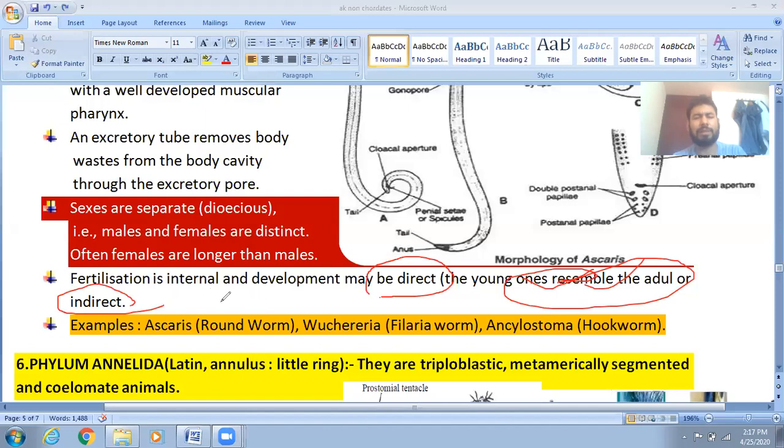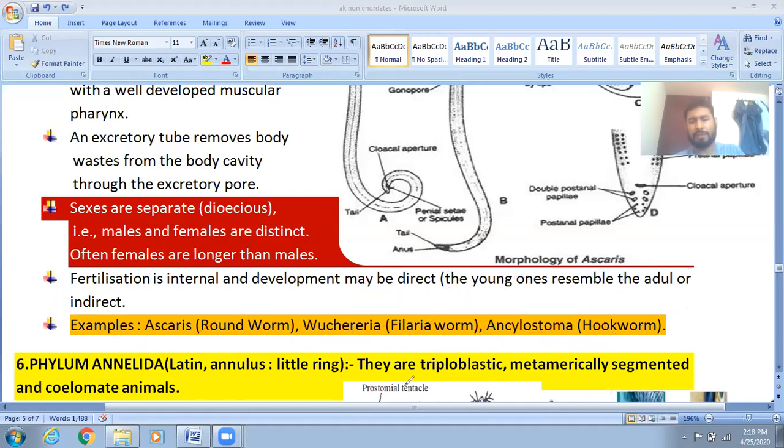But the development may be indirect or direct. As examples, they have given Ascaris, the roundworm; Wuchereria bancrofti, which causes the disease filariasis, also known as the filarial worm, filariasis or elephantiasis; and Ancylostoma, also known as the hookworm. So these are the examples of the Aschelminthes.